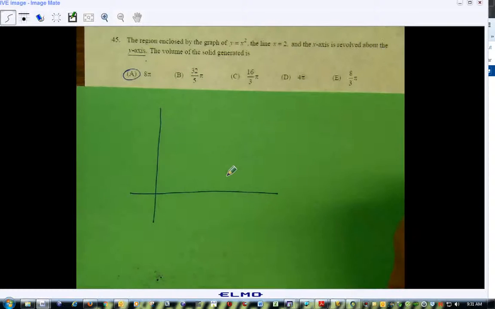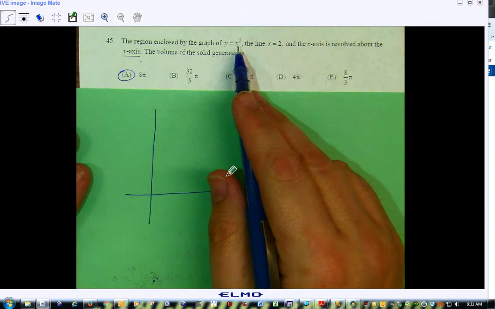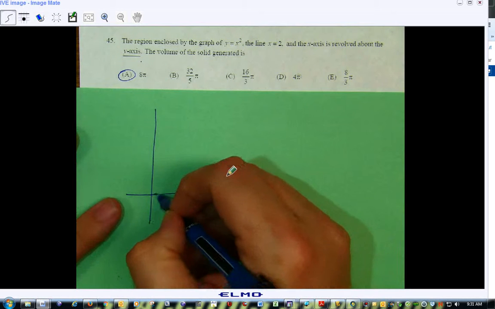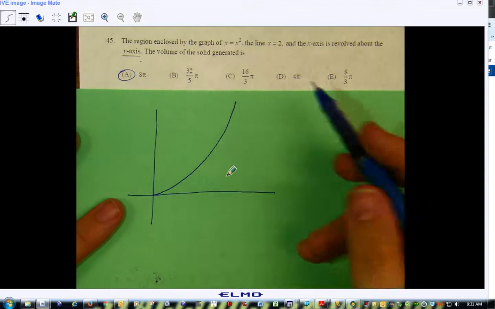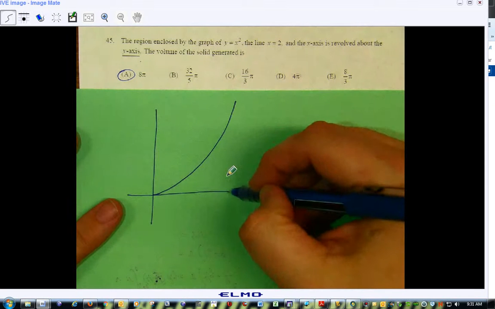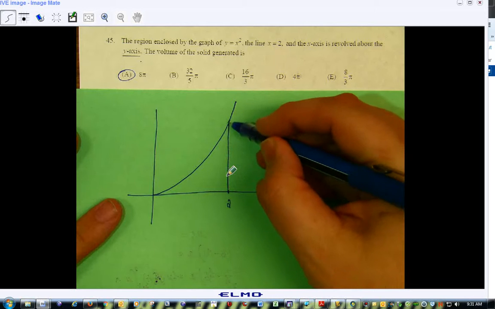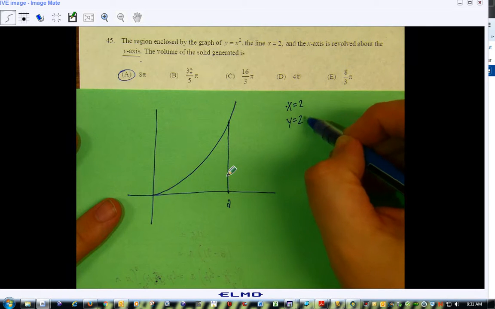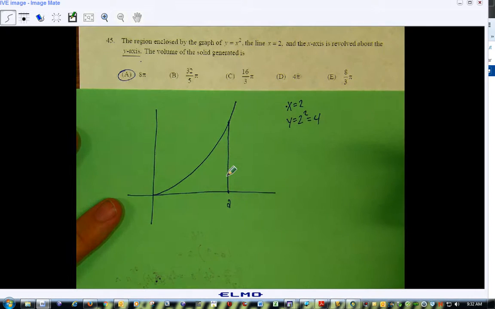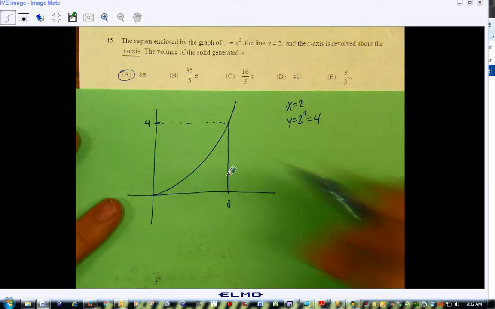So now, let's think about the graph of y equals x squared, which is going to be a parabola. So we got our parabola. The line x equals 2, so we have 2 here. Now, when x equals 2, y is equal to 2 squared, which is equal to 4. So if we went down to here, we know that's a 4.